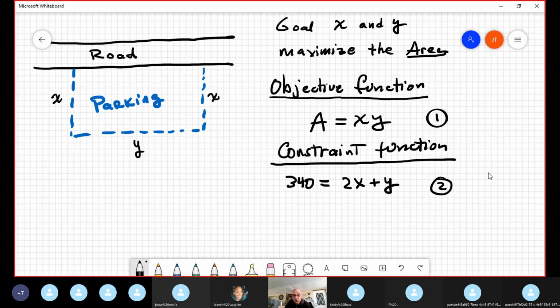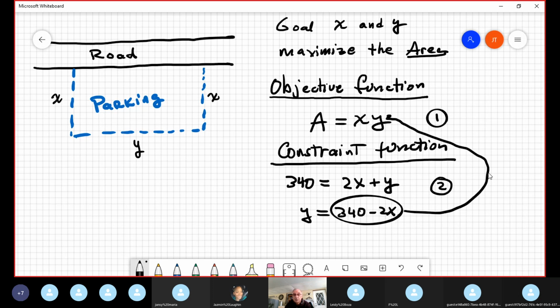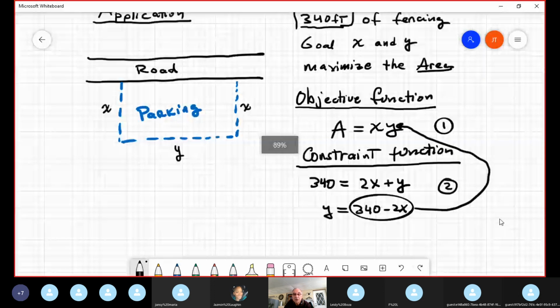Okay. This doesn't look similar to the quadratic function, but I try to make a substitution. There are many ways to do that. I solve for y, so y is equal to 340 minus 2x. And now I put this substitution into the objective function, which is the area.